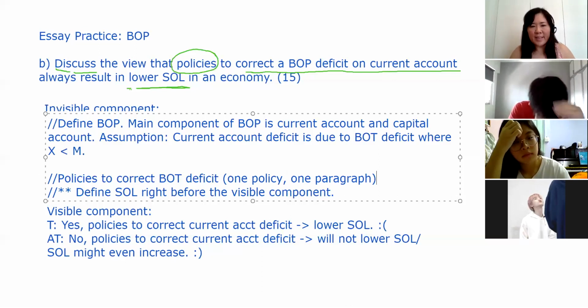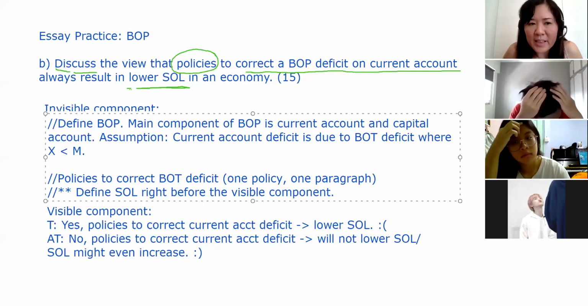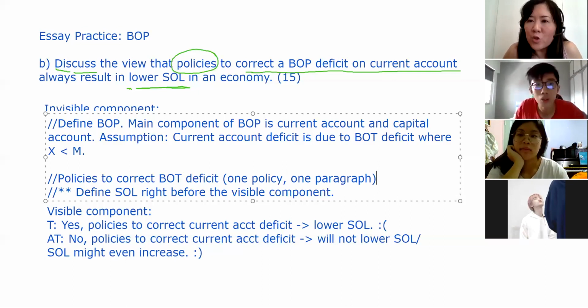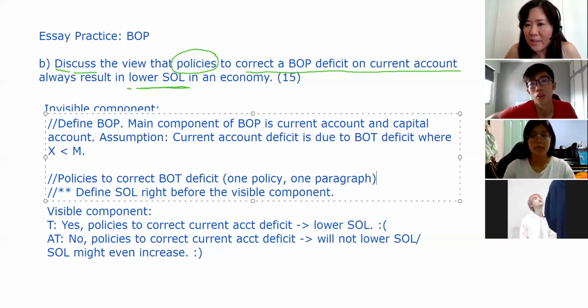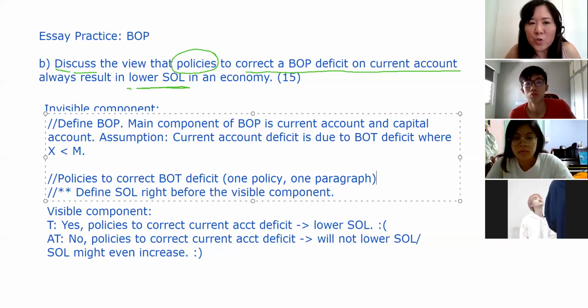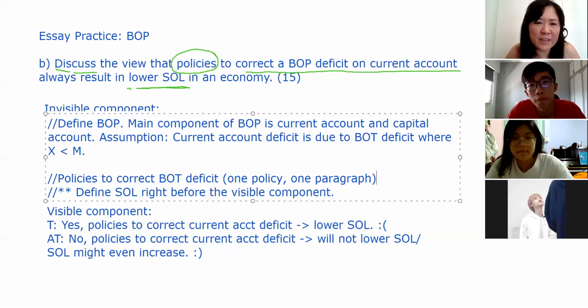My next question to you guys is, as much as we bring in the policies to correct a BOT deficit, do we need to bring in the limitation of the policy about how it cannot correct the BOT deficit? Yes or no? Again, for this question, as much as we bring in the policies to correct the BOT deficit in our invisible component, one paragraph, do we need to bring in limitations of the policy to correct the BOP deficit? Limitation means, oh, this policy is not effective. Then you say why. Is it important to bring in that?